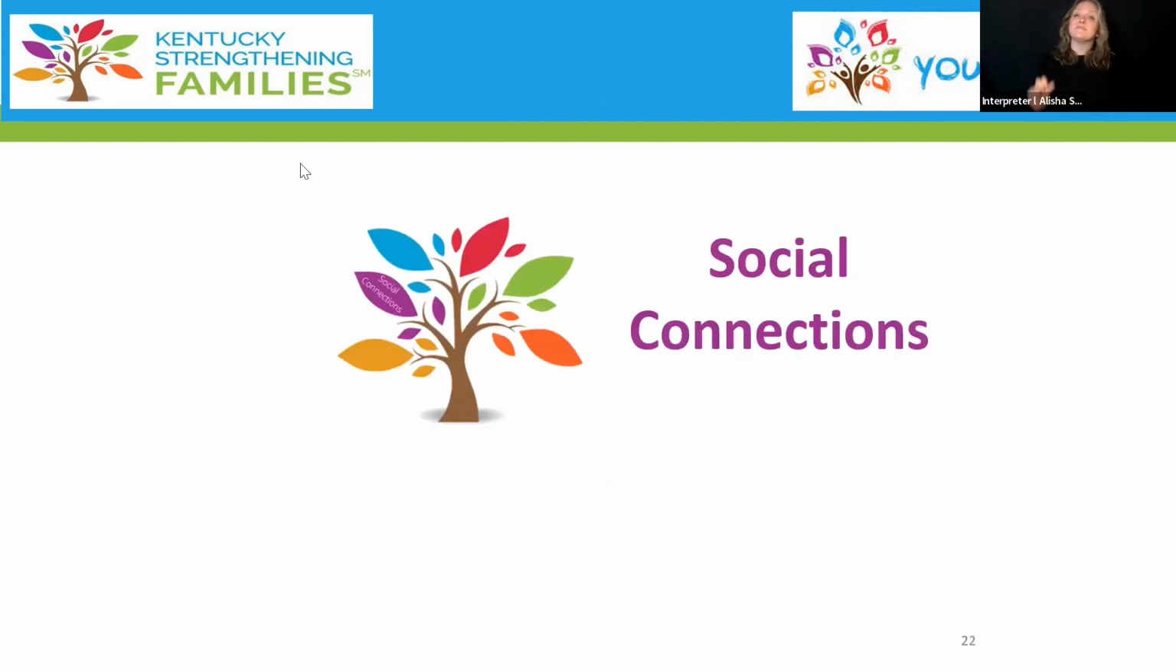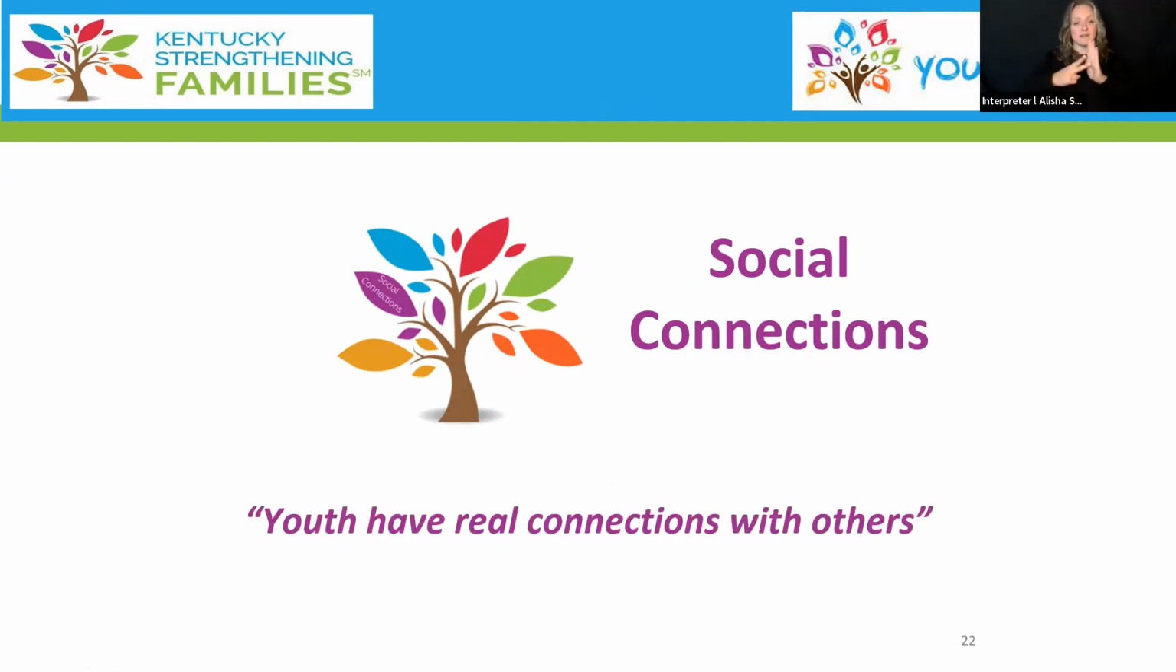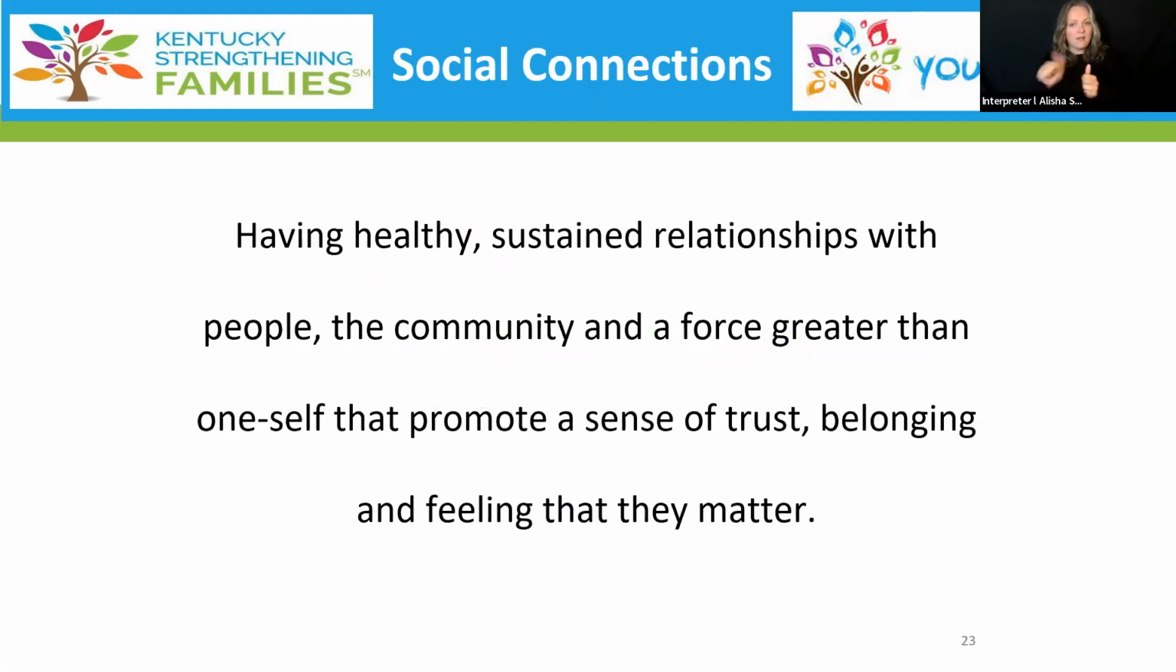All right, so this protective factor is social connections. And this is that youth have real connections with others. So another definition for this is social connections is having healthy, sustained relationships with people, the community, and a force greater than oneself that promotes a sense of trust, belonging, and a feeling that they matter. And so I'm going to give an example here as well. I have 4 grown adult children. And out of all 4 of them, 3 of them had really good relationships with others, people they could trust, as well as adults in their lives.